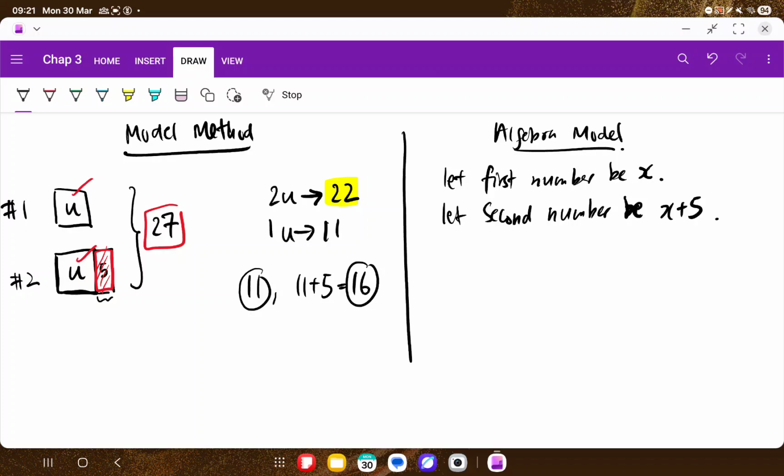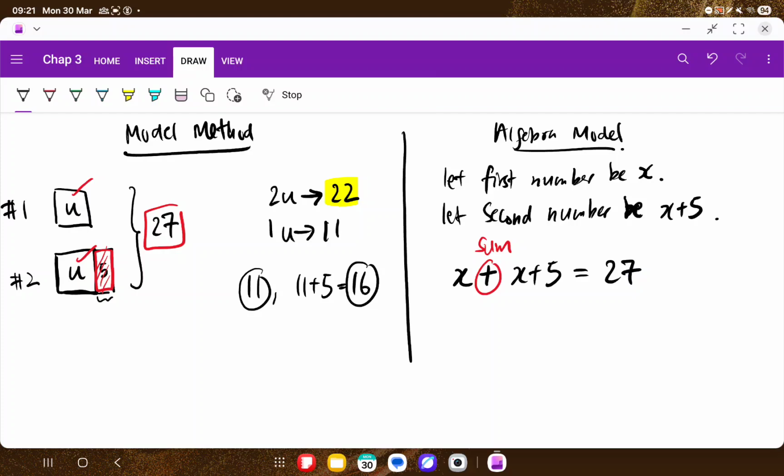Yes? Now we deal with the word sum. Alfie, what was sum? S-U-M. Plus, very good. So x, the first number, plus x plus 5, the second number. So this plus is the word sum, right? What is it equal to? 27. Okay?